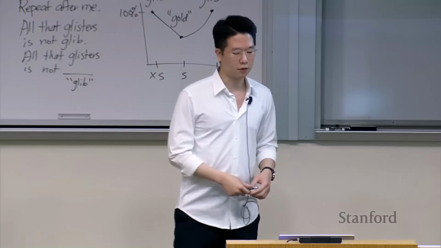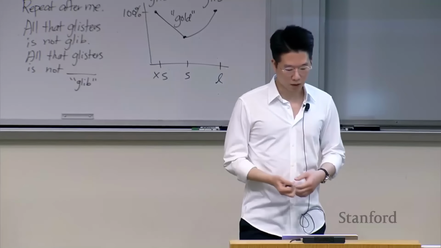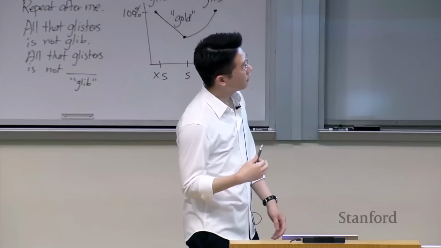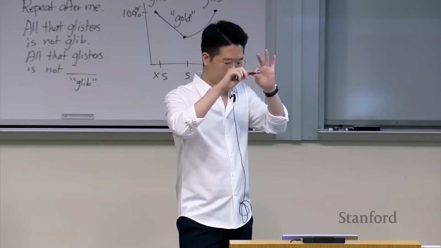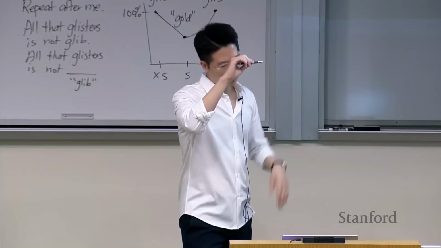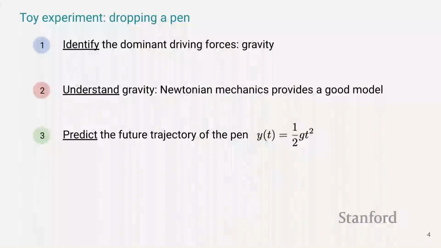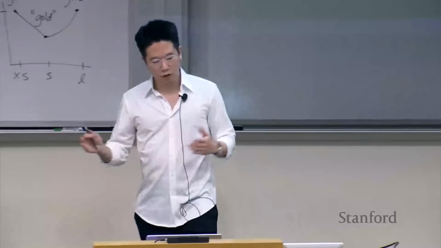Second, do we understand this dominant driving force, which is gravity? And we do, because we have Newtonian mechanics, which provides a reasonably good model. And then with that, we can predict the future trajectory of this pen. If you remember from dynamics class, if the initial velocity is 0, I'm not going to put any velocity, and let's say position is 0 here, then 1/2 gt squared will give a precise trajectory of this pen as I drop it. So if there is a single driving force that we really understand, it's actually possible to predict what's going to happen. So then why do we really fear predicting the future in the most general sense?